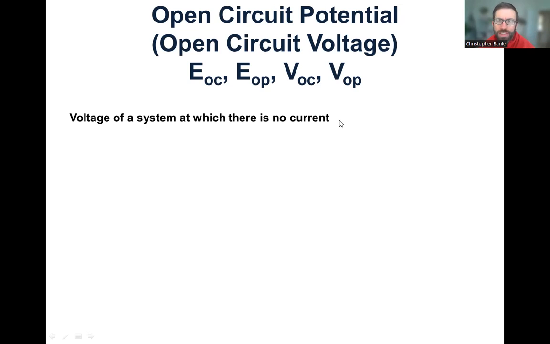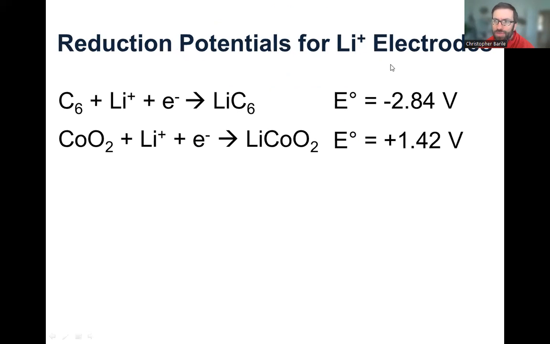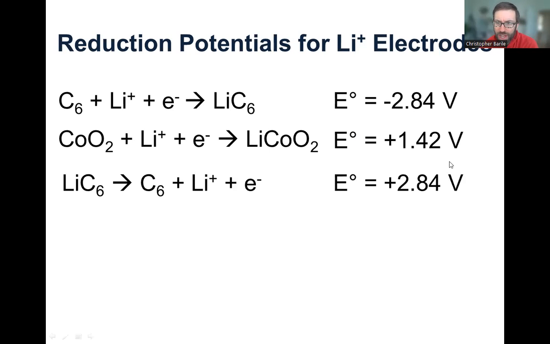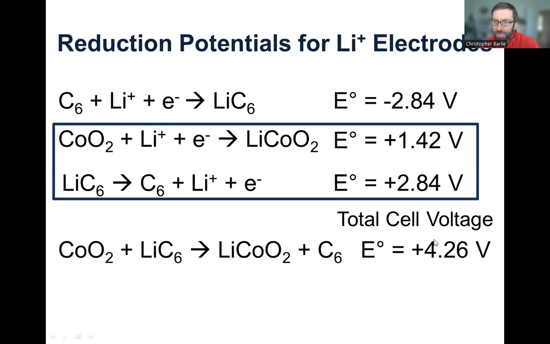Okay, how is this really useful? Let's look at an example. I like to use the lithium ion battery as an example. Here are the half cells, the standard reduction potentials for the two reactions that are involved. We can add these two half reactions up, but we would have to flip the one at the top, that's the anode, and then the cathode. Then we add these up and we get a total cell voltage of 4.26 volts.